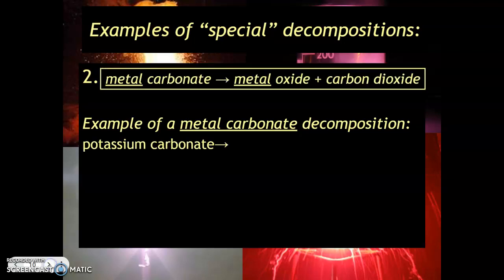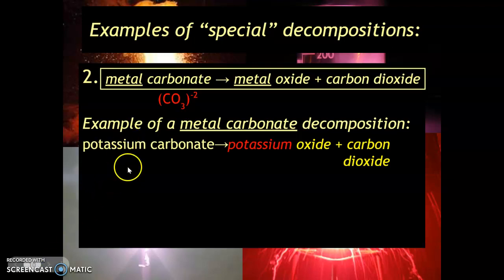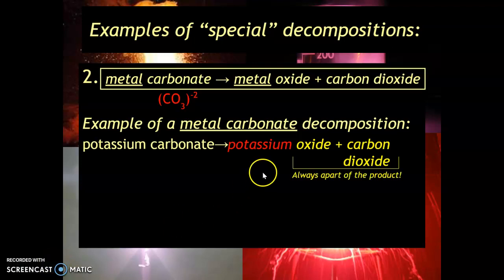A second special decomp is going to be a metal carbonate decomposition. Carbonate is CO3, another polyatomic, and this will always yield a metal oxide and carbon dioxide, so that's CO2. So if we have an example here, potassium carbonate will yield potassium oxide plus carbon dioxide. So the oxide and the carbon dioxide will always be a part of the product, and the oxide would just be O, right? So if this is potassium, this is K, so K2O and CO2, right?